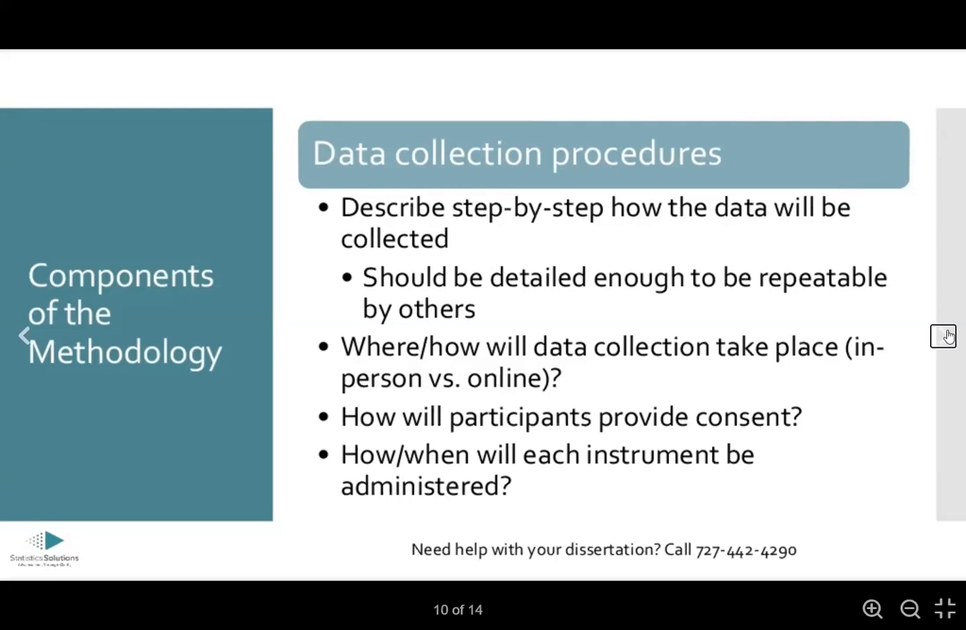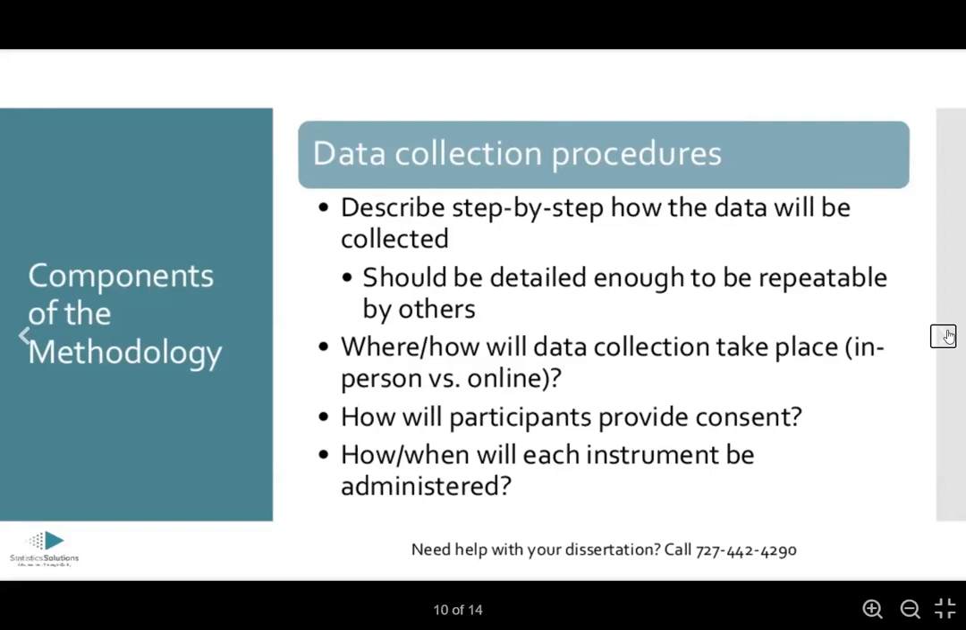Then you'll want to provide information about how many participants will be providing information and how the participants will consent. So informed consent is the process through which participants are given information about the study before they provide any data so that they can make an informed decision about whether they should participate or not. And so you will want to give information about how participants will be given that informed consent and how they're going to indicate that consent.